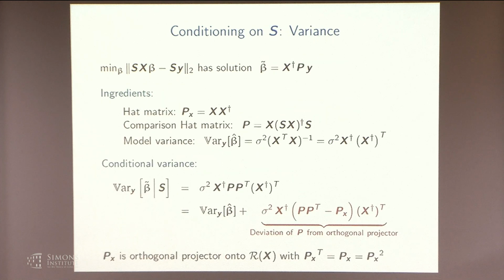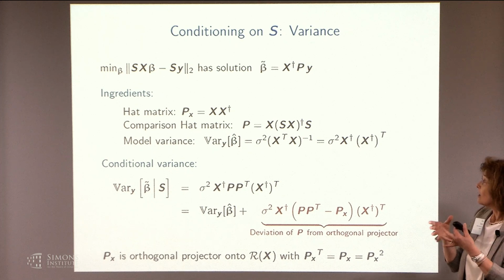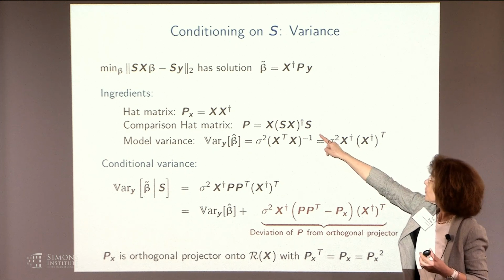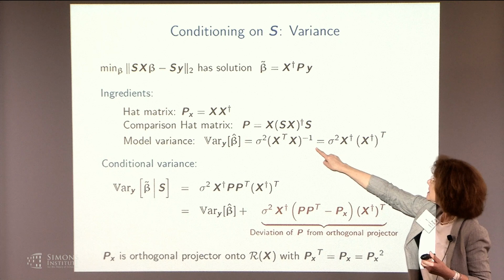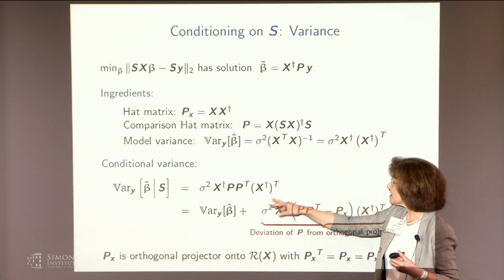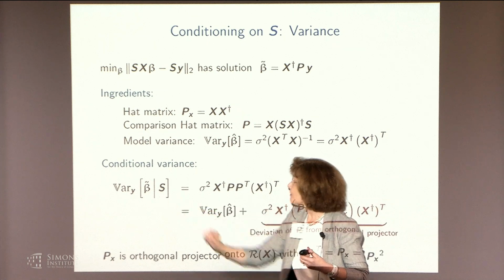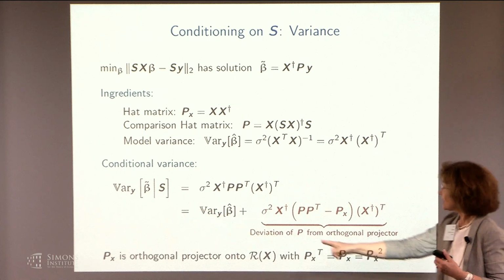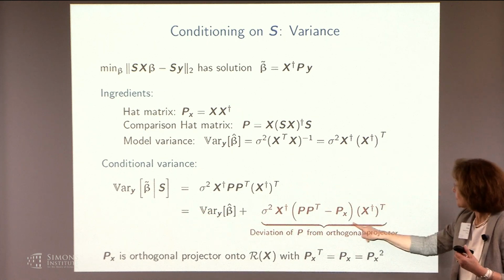Okay, so for the variance, the variances are always more unpleasant because they are quadratic, right? So we have our hat matrix for the original problem, the projector onto the range of X. Then we have the comparison hat matrix. This is the original variance, which we can also write like this for comparison, so that we can express the variance of the sketched solution as the variance of the original solution plus a mess.